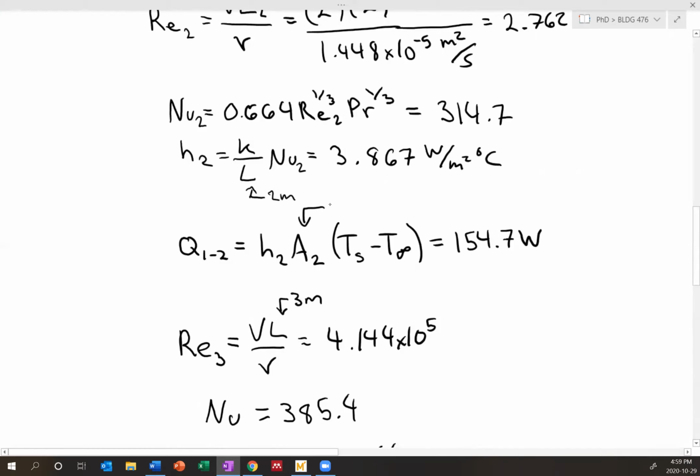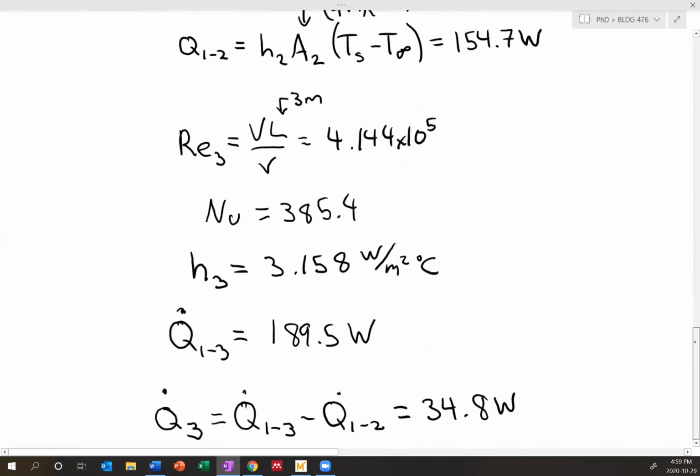So this area would be 4 meters, that's the length of the roof, times 2 meters because we have 2 panels, and each panel is 1 meter wide. And then this Q, I didn't show the area, but this Q is calculated with our third area, which is the 4 meters times the 3 meters.